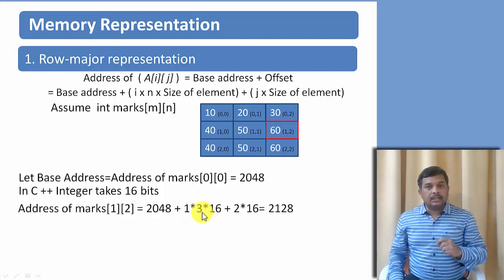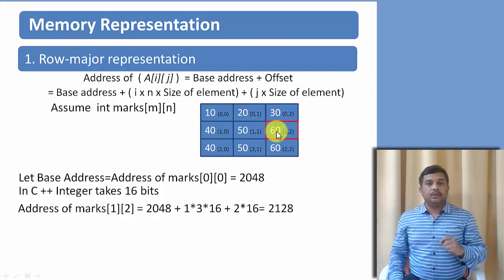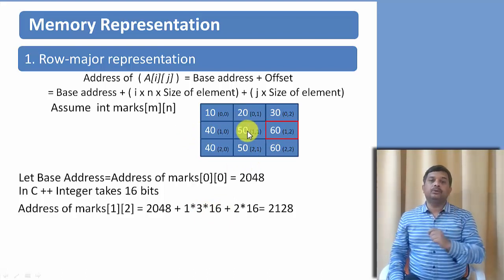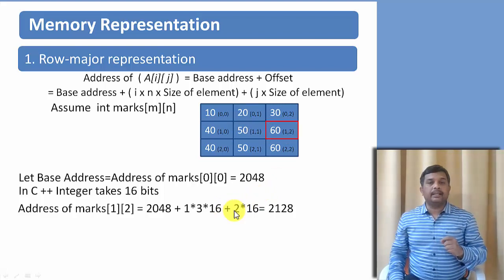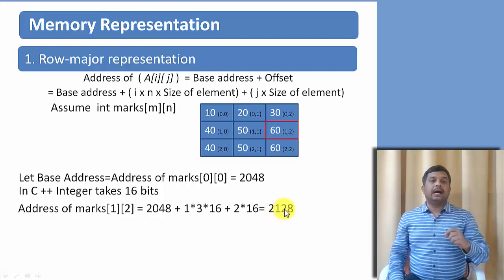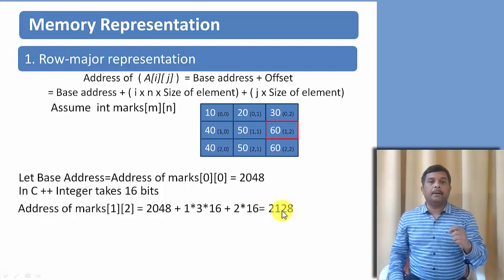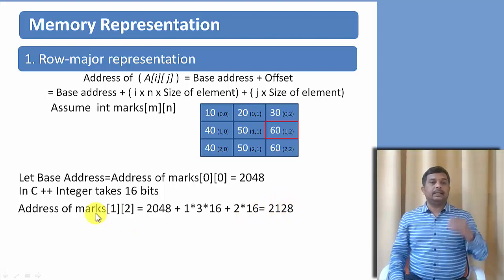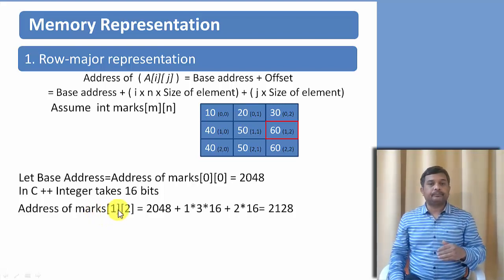Similarly, on this row itself, before this element 60, I am having 2 more elements. So 2 into 16. So altogether it will become 2128. It means at this particular location I'll find the element marks[1][2]. Let us take one more example here.